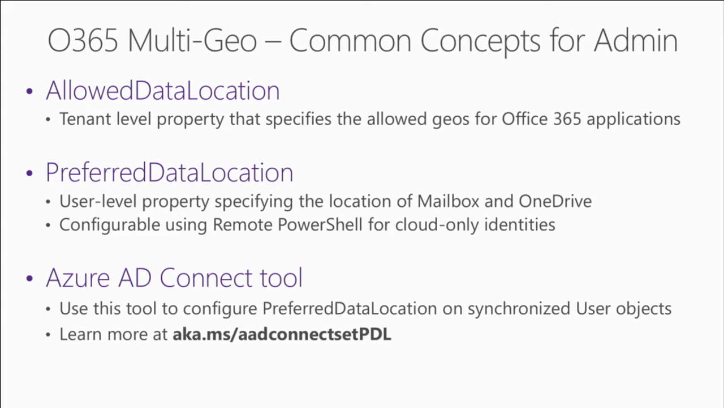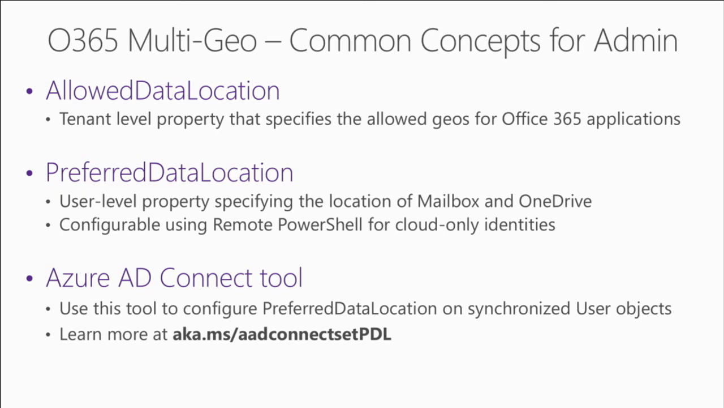Preferred data location, on the other hand, is the attribute which is a user-level property that's actually specifying the location of the mailbox and the OneDrive. So the way the flow works is that on your user objects, you'd configure preferred data location, or PDL for short, because it rolls off the tongue better, on the user object in Azure AD, and that information would flow into Exchange and OneDrive, and the user's mailboxes and OneDrives would be placed in the respective locations. And there's only one PDL per user, so the mailbox and OneDrive will be in the same location.